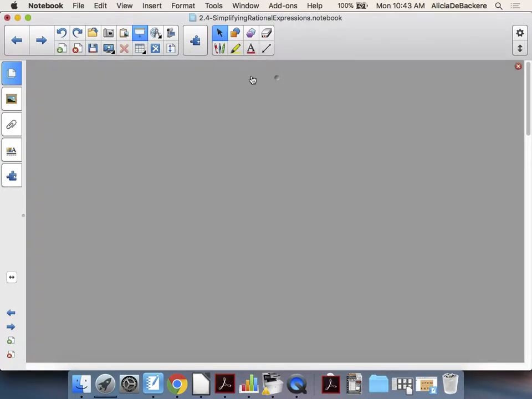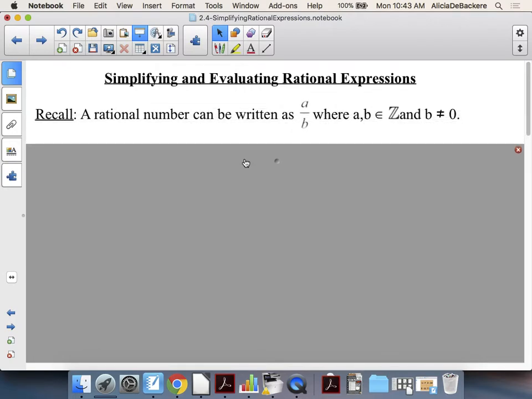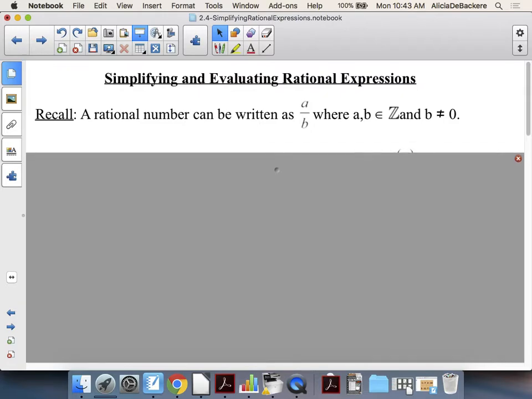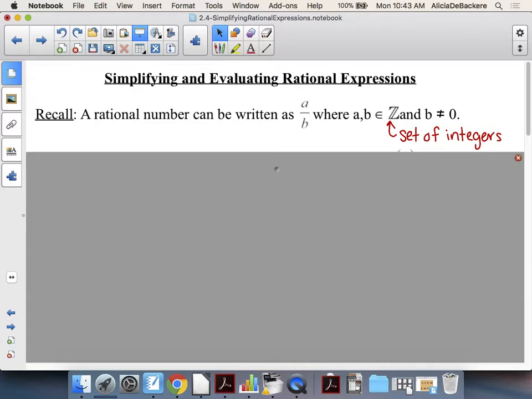So getting started on today's lesson, we're simplifying and evaluating rational expressions. So remembering, what is a rational number? A rational number can be written as a over b, where a and b belong to the set of integers. So that funny Z is the set of integers. Remember, integers are like -3, -2, -1, 0, 1, 2, 3, and counting from there. And b, of course, cannot be equal to 0. I can't divide by 0.